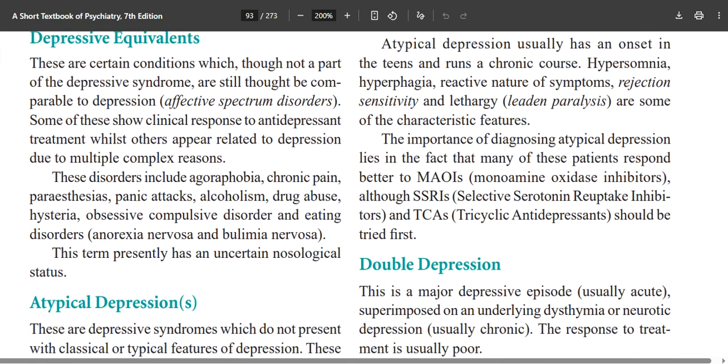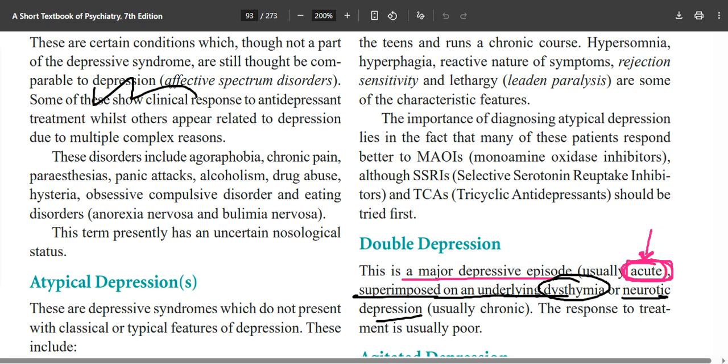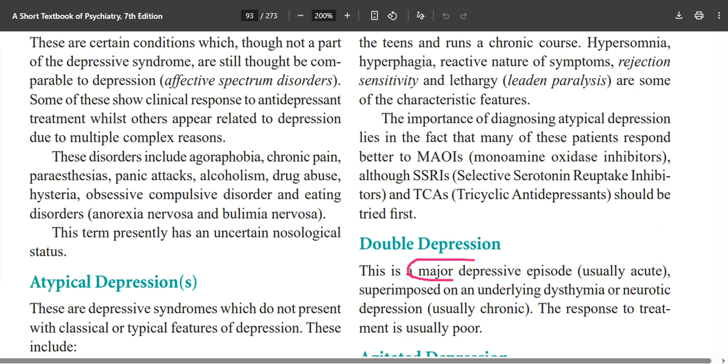What is double depression? This is a major depressive episode, usually acute. Just focus on this word, usually acute. Do you know the meaning of acute angle? Is it small, big or large? You know that thing, acute. Superimposed on an underlying dysthymia or neurotic. For that you read the complete book and complete chapter. And the response to treatment is usually poor. We are not talking about that. But major depressive episode, usually acute.